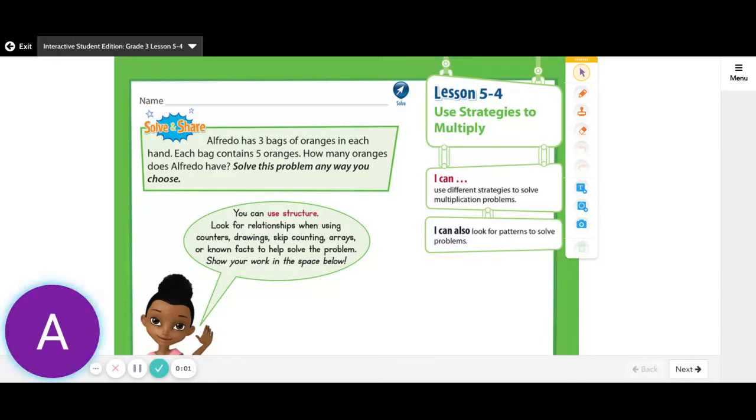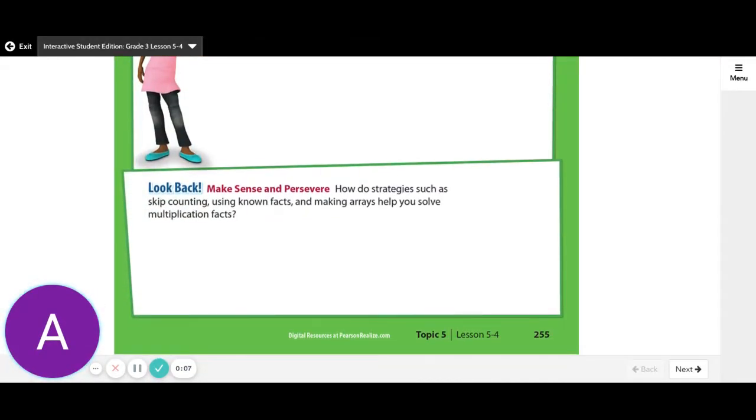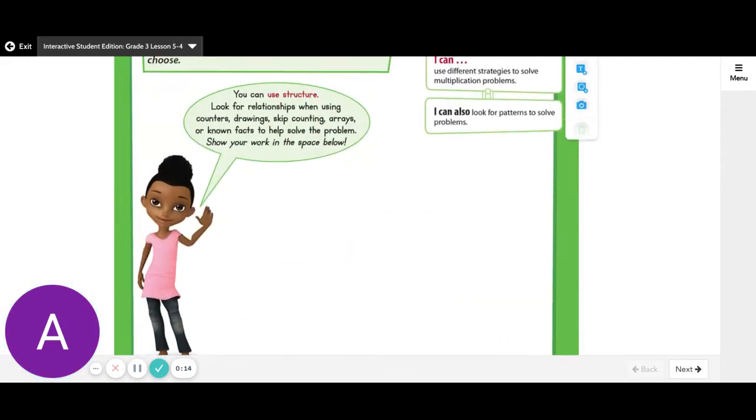Today we're going to continue working on using strategies to multiply. So please make sure you are in your math book on page 255 and turn to that page if you're not yet. You can pause the video if you need to get it out to get ready.